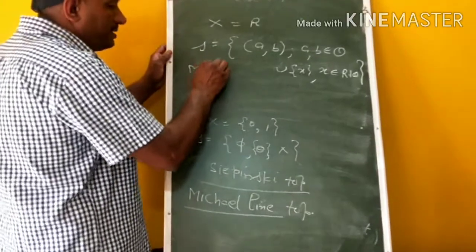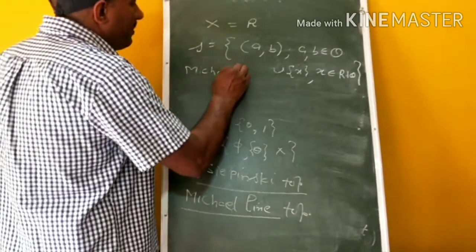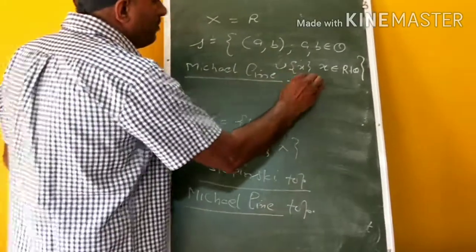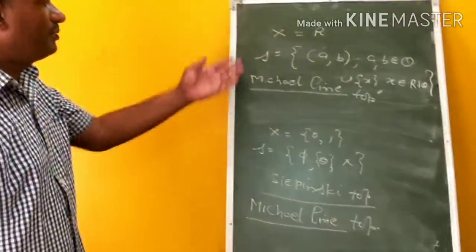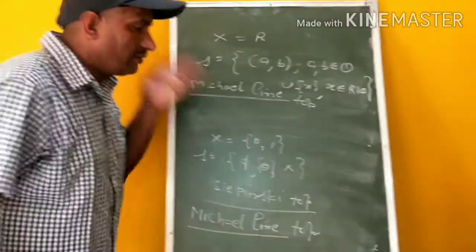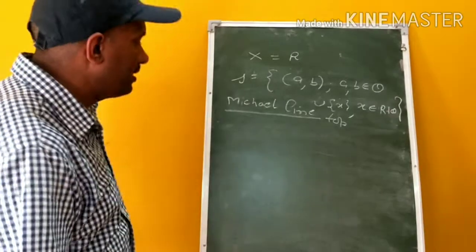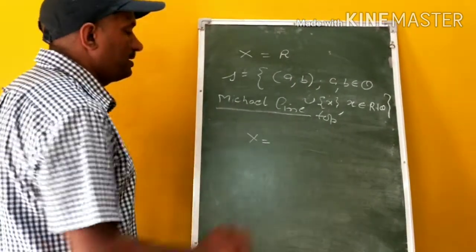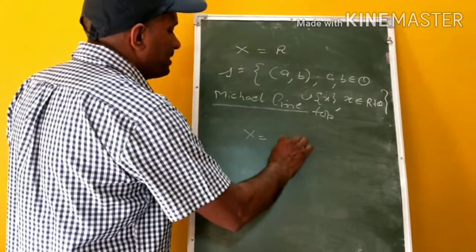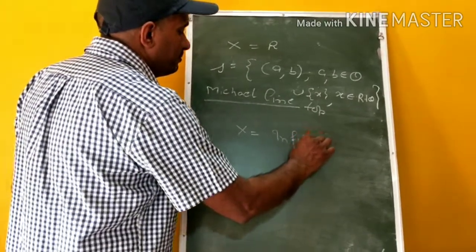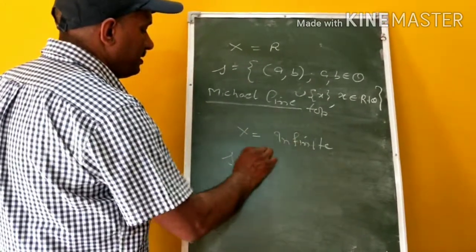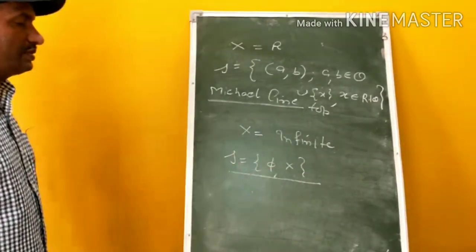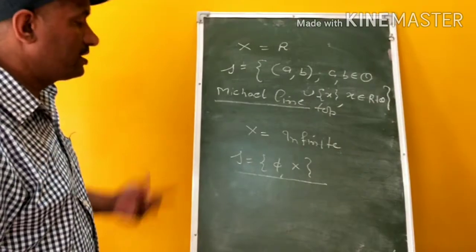Michael line topology. You can check easily, this type of topology also forms a regular space. Now we take another example, indiscrete topological space. Let X be an infinite set, and the topology is indiscrete. Then this topology is also a regular space.